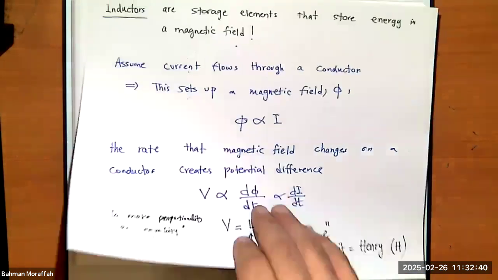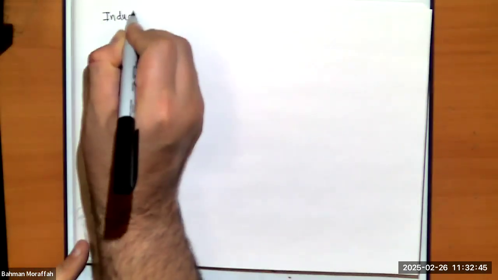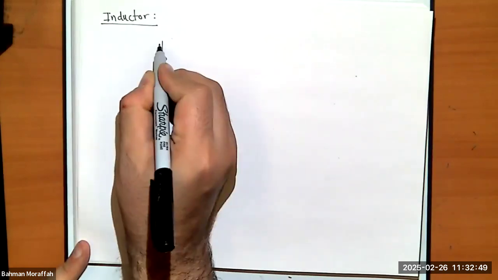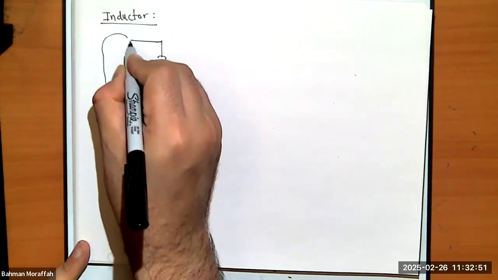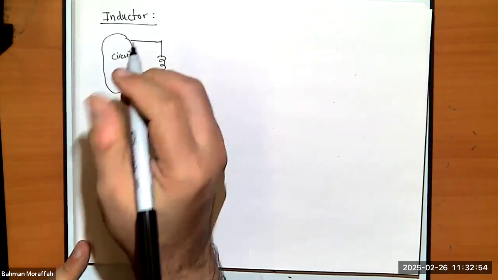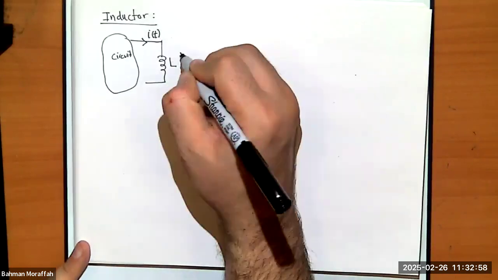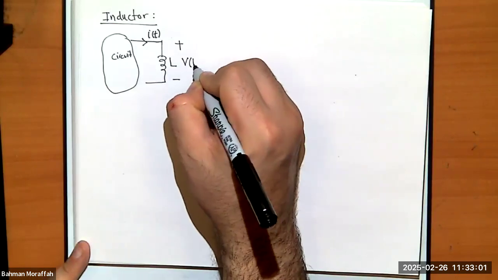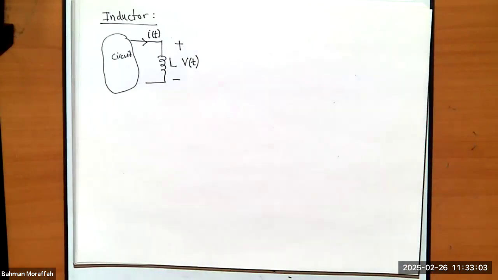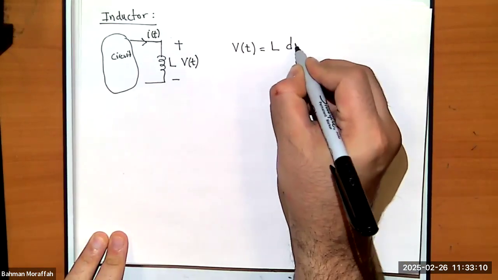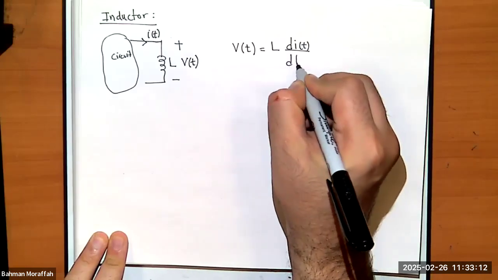So to summarize it, I have an inductor, which we show by this little symbol. Let's say this is my circuit. Let's say current through this inductor is i(t), value of it is L, voltage across it is v(t). I know the relationship between v and i is v(t) = L di(t)/dt.